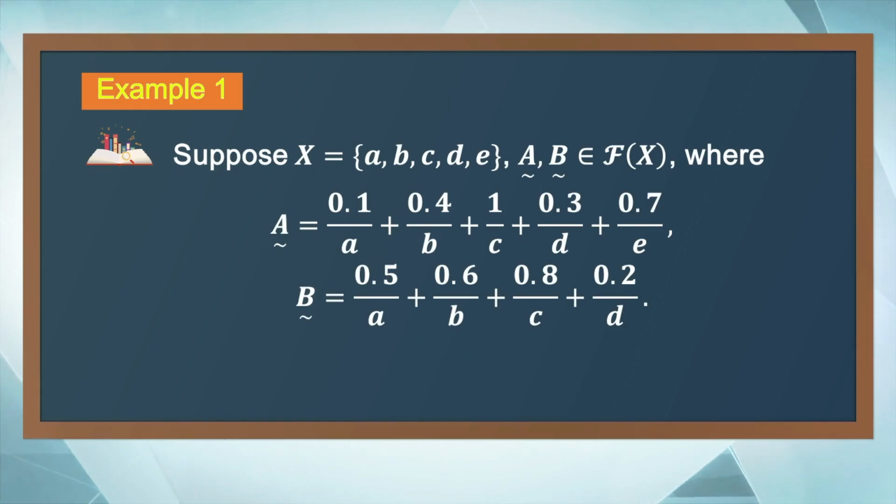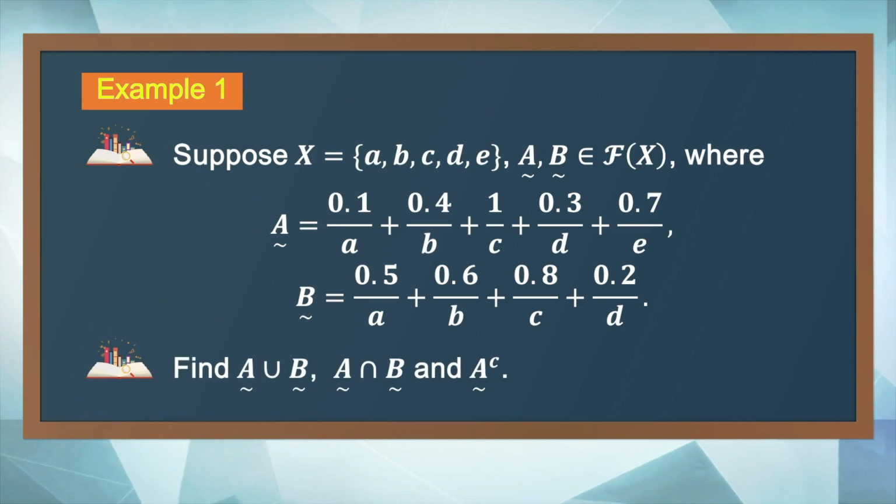The fuzzy set B equals 0.5 over A plus 0.6 over B plus 0.8 over C plus 0.2 over D. We know the meaning of this formula. Here is the question. What is the degree of membership of element E in fuzzy set B? The degree of membership of element E in this fuzzy set is 0. If there is an element such that its degree of membership is 0, then the corresponding term could be omitted.